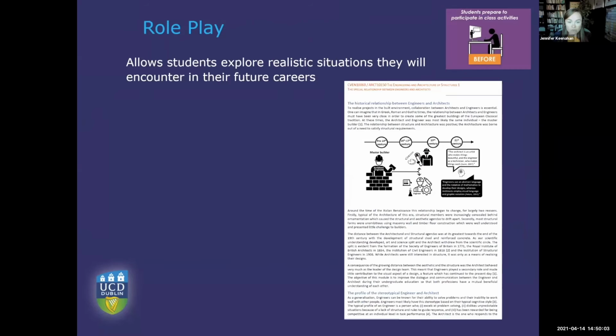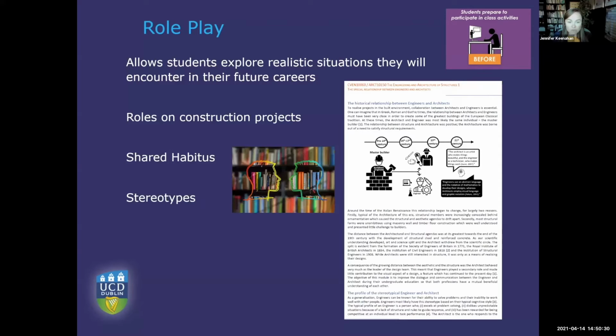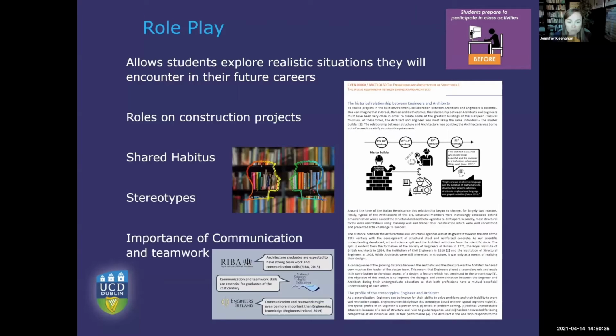Another activity then that I have used that's been quite successful is role play. So this allows students to explore realistic situations that they will encounter in their future careers. So beforehand, I uploaded a set of notes to Brightspace, which gave details on the types of roles that happen on construction projects, a little bit about that shared habitus and the stereotypes that occur, and the importance of communication and teamwork. So this is all provided to students ahead of time.